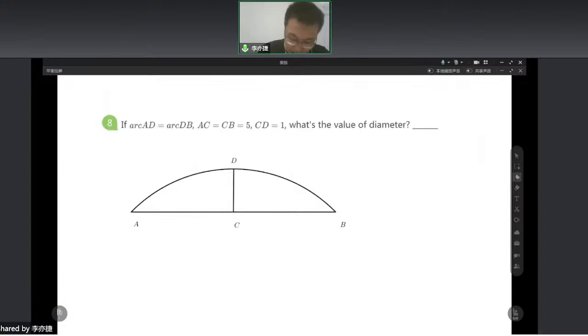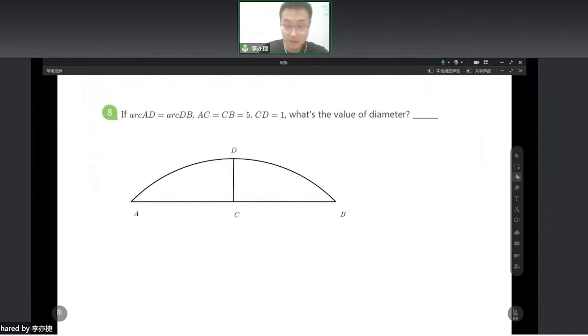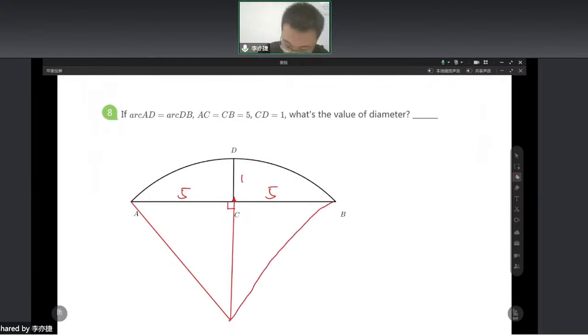Question 8 is something like the Pythagorean theorem in a circle. So this is an arc. It is a circle, so maybe we just find the center of the circle, which should be here. Then we connect it. Because C is the midpoint, and in a circle, the line from the center to the midpoint of a chord is always perpendicular to the chord. Or you can just use the associated triangle heuristic to prove it. So now this is perpendicular. OA is R, OD is R, so OC is R minus 1.